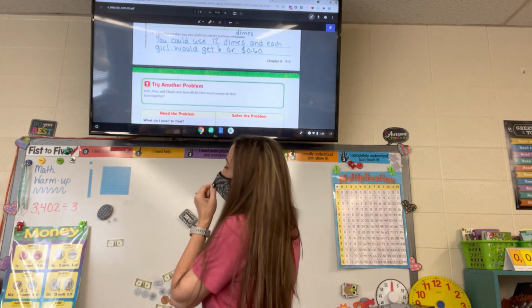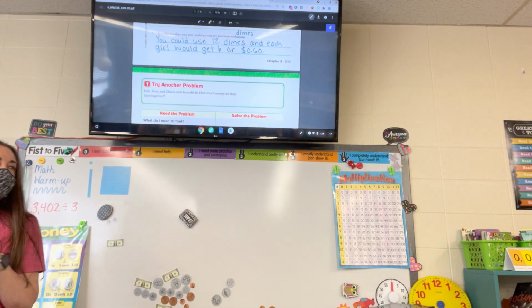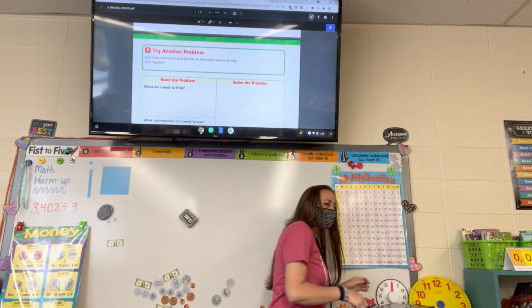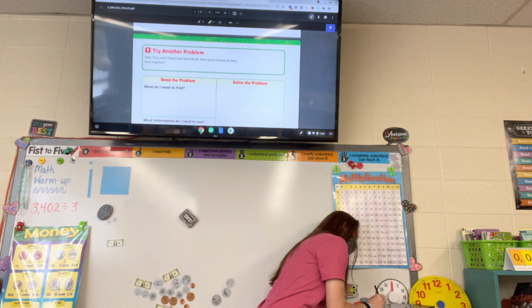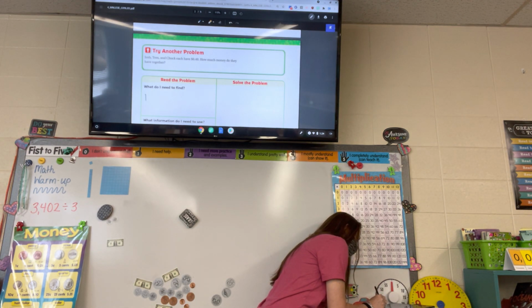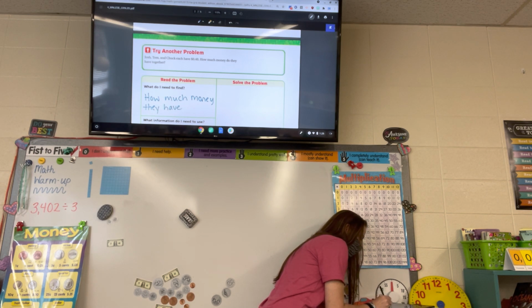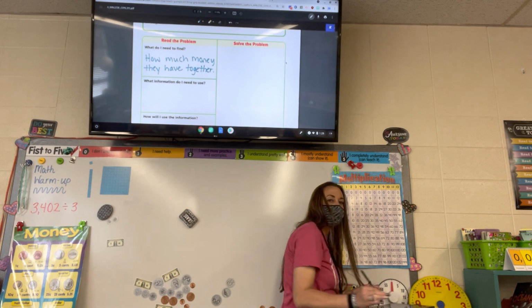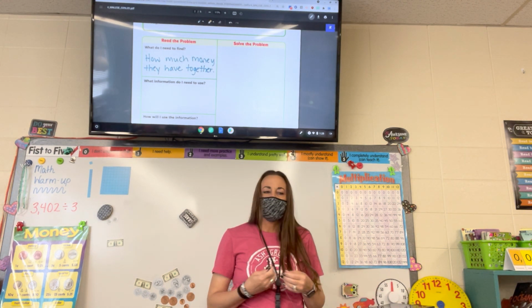Josh, Tom, and Chuck each have 40 cents. How much money do they have together? What do we need to find? Reese? How much money do they have together? Yep. So write that down, then go give yourself a point. How much money they have together? What information do I need to use? This is 40 cents. Jace, 40 cents. 40 cents what?